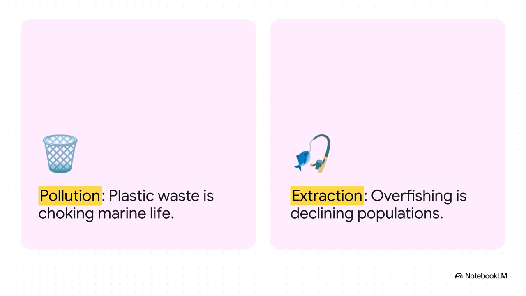On one side, we have pollution. Millions of tons of plastic waste are being thrown into the oceans annually, choking marine life and degrading the very biosphere that keeps us alive. On the other side, we have extraction. Overfishing, which is excessive commercial fishing, is causing a rapid, devastating decline in marine populations. Both of these activities undeniably present a severe threat. They directly threaten the ocean's ability to continue functioning as the planet's lungs and as our climate regulator.